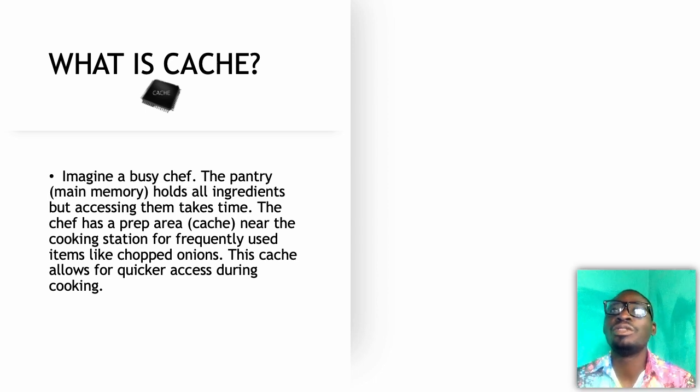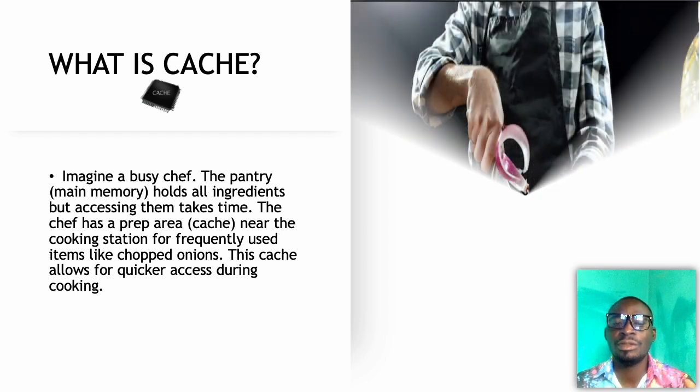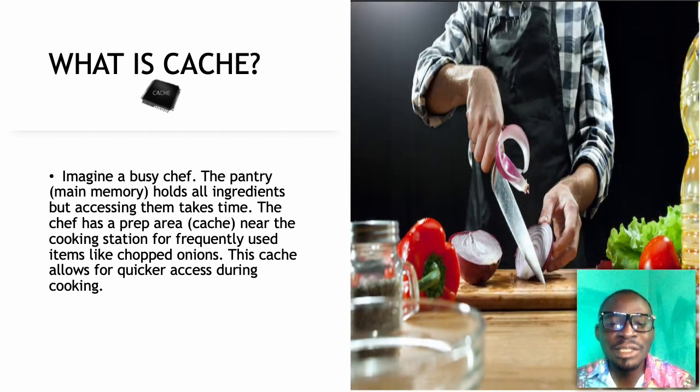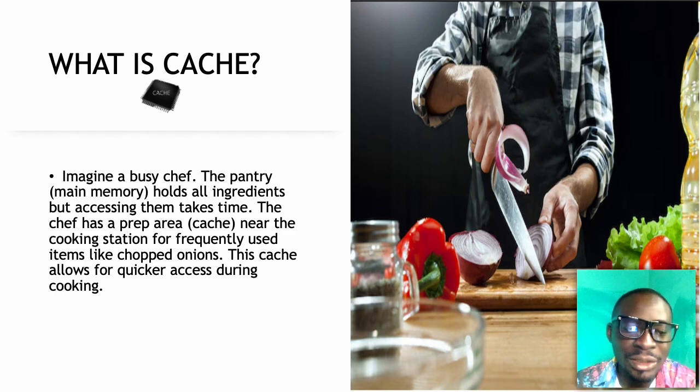I'm taking you straight to a kitchen. We'll use that as a scenario to understand what cache is. So imagine a busy chef. The pantry, which represents the main memory here, holds all ingredients, but accessing them takes time. The chef has a prep area, which is the cache, near the cooking station for frequently used items like chopped onions. This cache allows for quicker access during cooking.